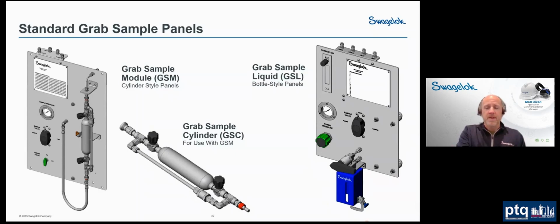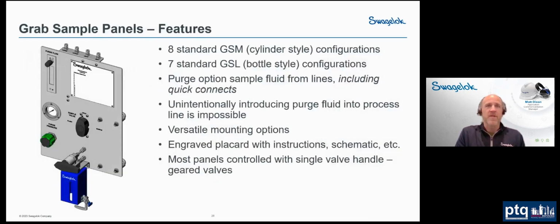Now, with these, we've got a lot of different features. We've got a bunch of different flavors of these things. We've got 8 different flavors of the GSM, the grab sample module. That is different flow paths, different purge options, things of that nature. We've got 7 different versions of our GSL, our bottle style configurations as well. And again, different configurations for different systems. Is it dead ended or does it return to the process? Do you want to purge or not? These are the types of things that we have.